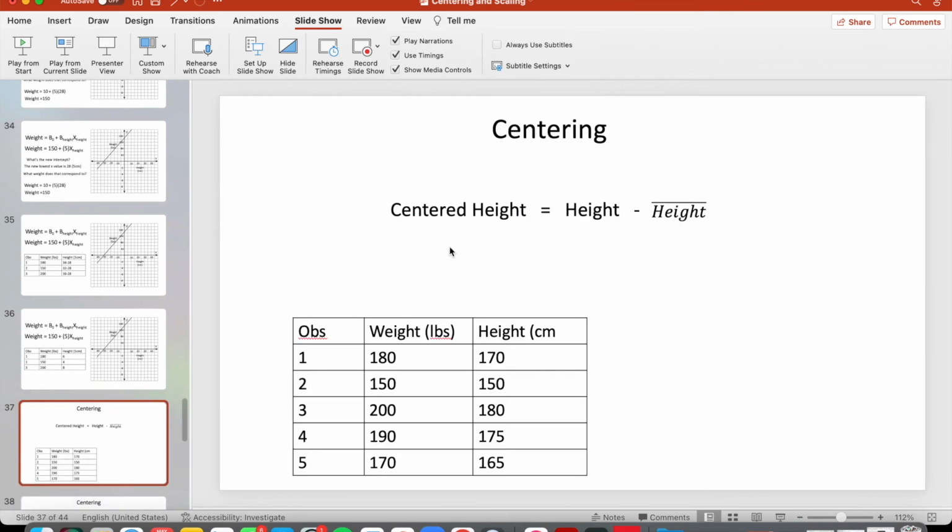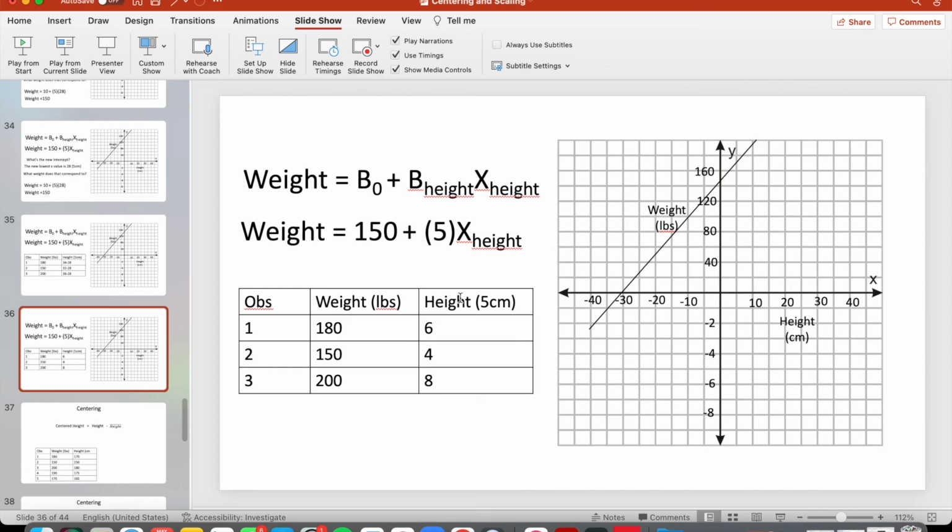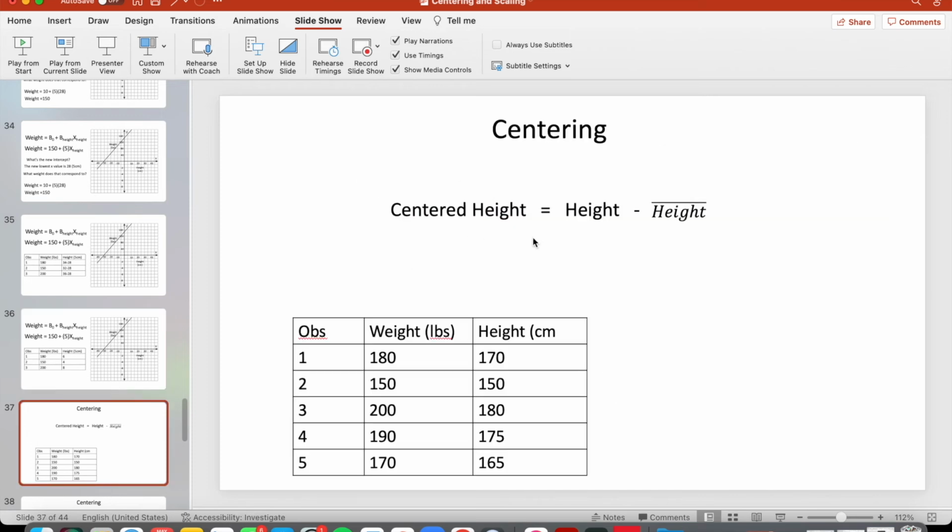Centering is the next thing I'm going to talk about. Centering is kind of similar to what we were talking about before, but we decided to choose 28, which corresponds to 140 centimeters, based on that being a value we feel is the lowest possible value. Centering is subtracting the mean value, so we have our observations here. We have the 5 observations, their weight, and their height. Centering is taking each of these values and subtracting the mean of the height data.